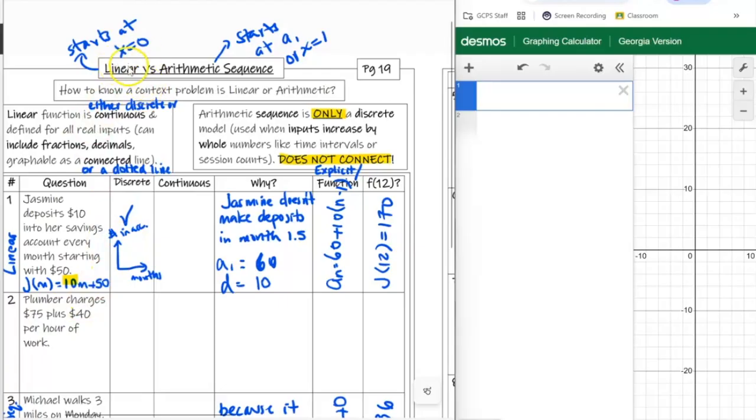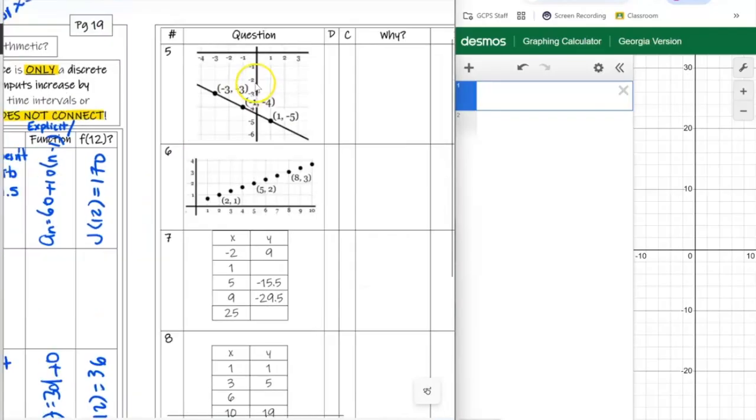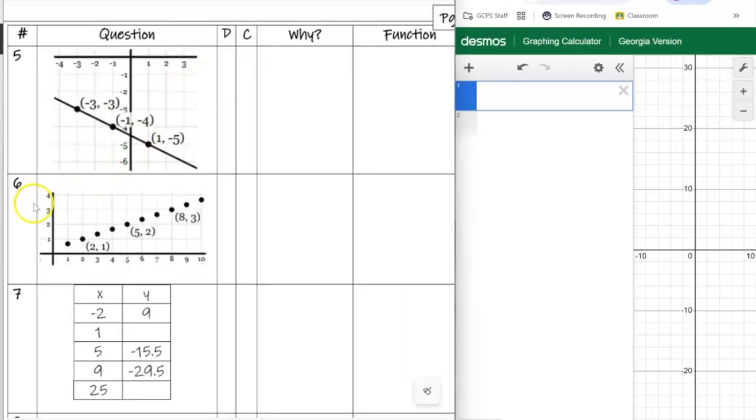All right, so we're going to continue looking at linear versus arithmetic sequence. This time we're going to look at graphs. Okay, so I'm going to do number 6. You're going to do number 5. Just a quick reminder, this is the same columns as the page before.